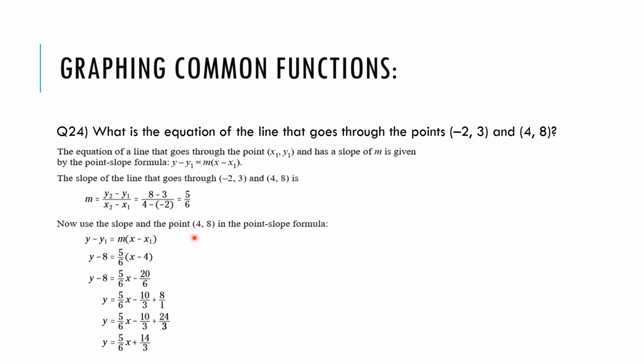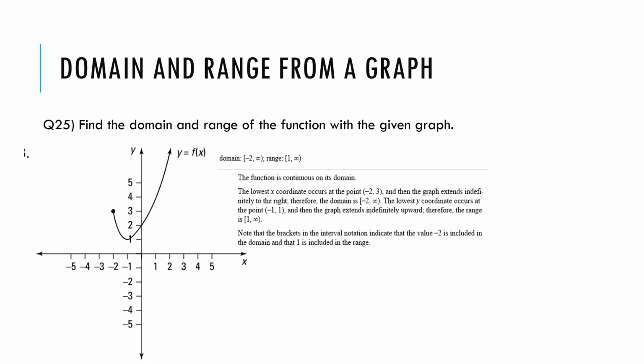Now use the slope and the point 4, 8 in the point slope formula. y minus y1 is equal to m times x minus x1. y minus 8 is equal to 5 by 6 times x minus 4. y minus 8 is equal to 5 by 6 x minus 20 by 6. y is equal to 5 by 6 x minus 10 by 3 plus 8 by 1. y is equal to 5 by 6 x minus 10 by 3 plus 24 over 3. y is equal to 5 by 6 x plus 14 over 3.